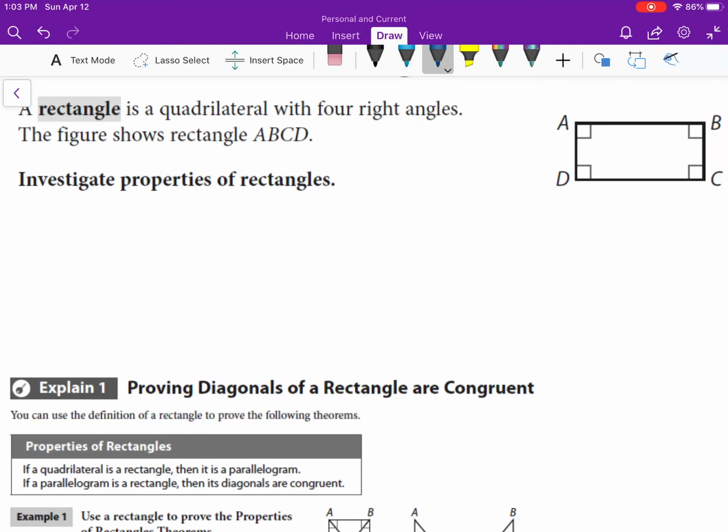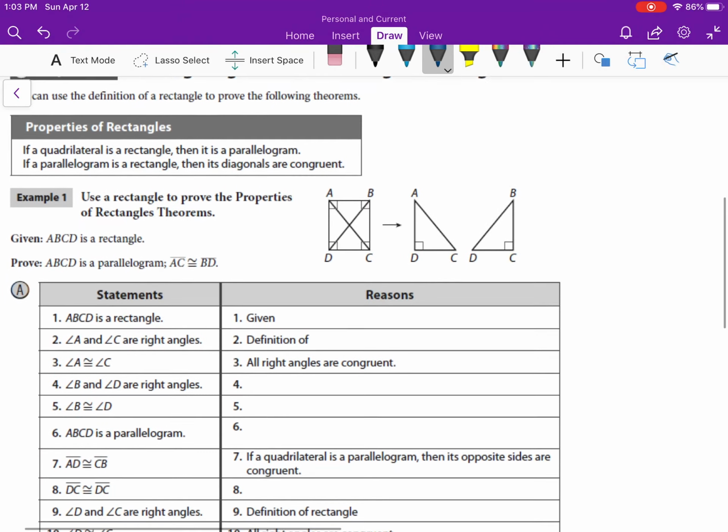So if a quadrilateral is a rectangle, it is a parallelogram. It fits all the criteria. And if a parallelogram is a rectangle, then the diagonals are congruent. So a rectangle has 4 right angles, and it has congruent or equal diagonals. Let's take a look at that now.